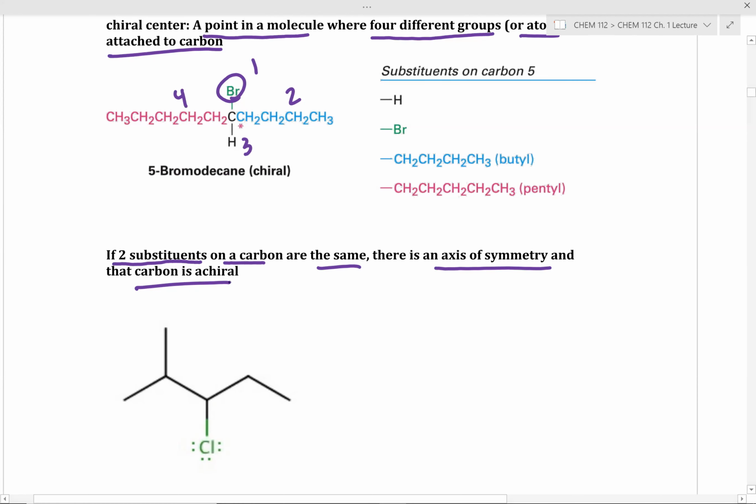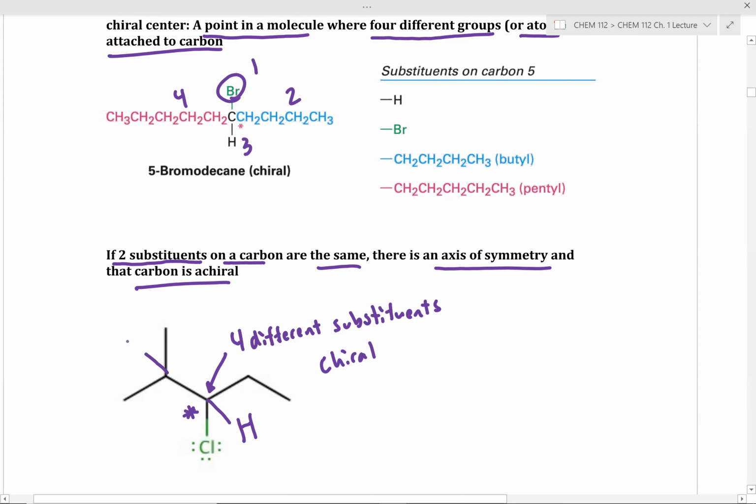So, for example, if we're looking at chiral centers, and this is where I really encourage you to draw out your hydrogens. So this carbon attached to the chlorine has 4 different substituents, and as a result is a chiral carbon. And we designate chiral carbons with a little asterisk.